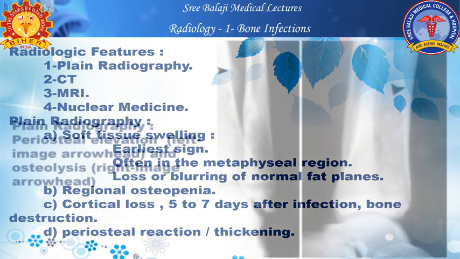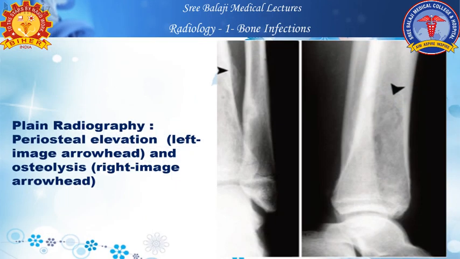In this, the plain X-ray shows typical bone destruction with a periosteal bone reaction as well as soft tissue changes, that is, the loss of the fat plane and the increased radio-opacity of the soft tissue plane. Plain radiography shows periosteal elevation in the bone and osteolysis, which is demonstrated as osteopenia of the bone.